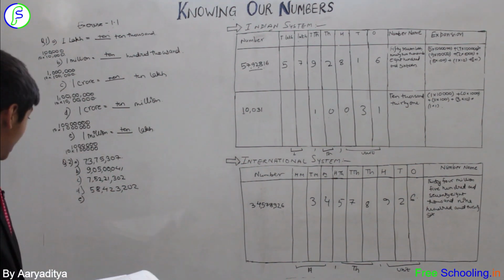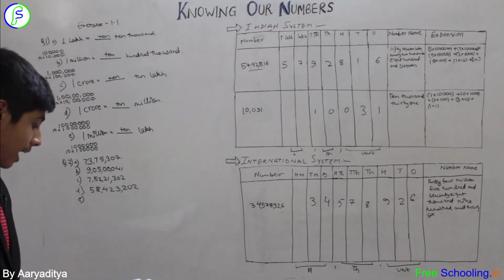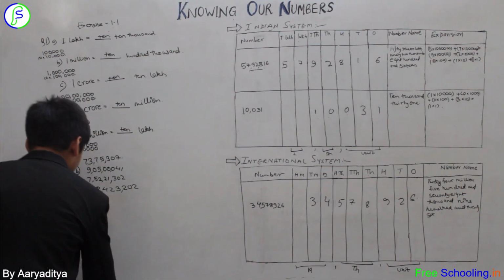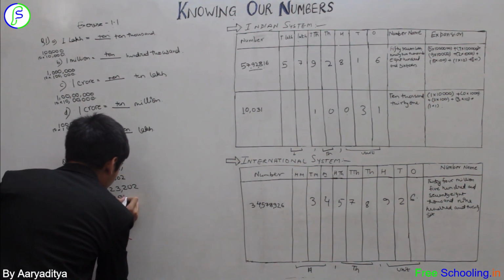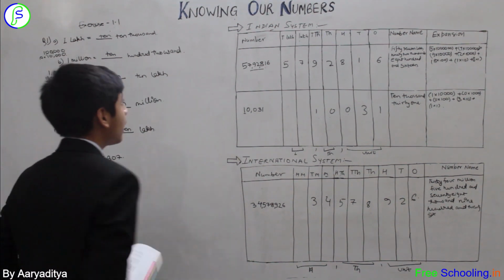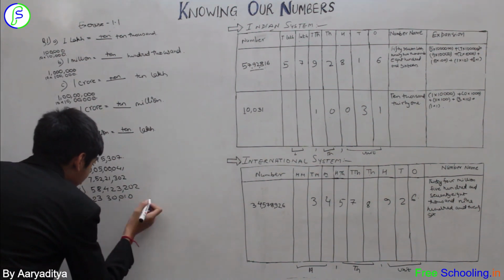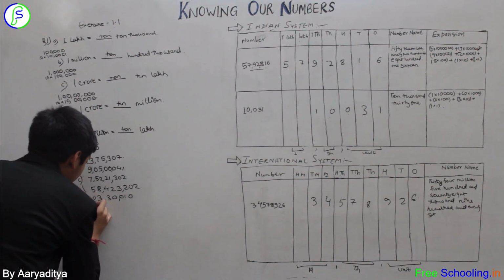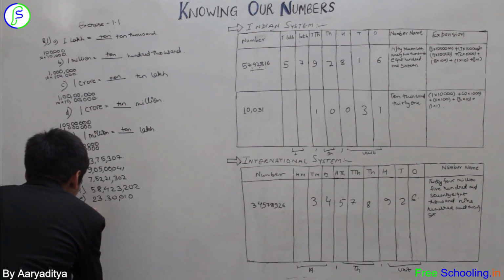Coming on to the E part, it says 23,30,010. This is the numeral. Again, we can see that there is a lakh. Again, inserting commas according to the Indian system, leaving the first 3 digits, then leaving 2 digits simultaneously from the right hand side. Let's come on to question number 3.